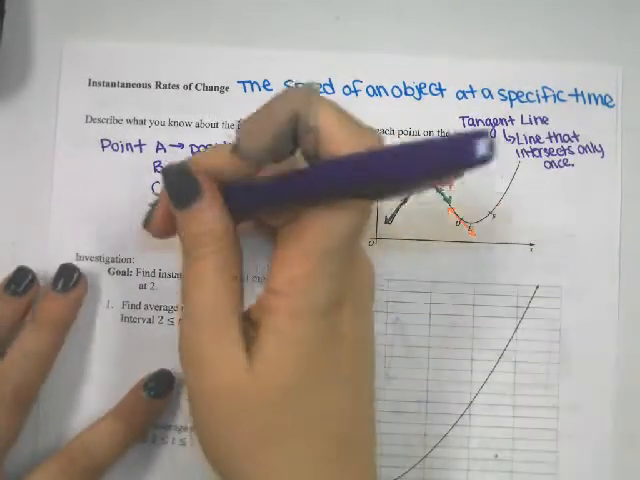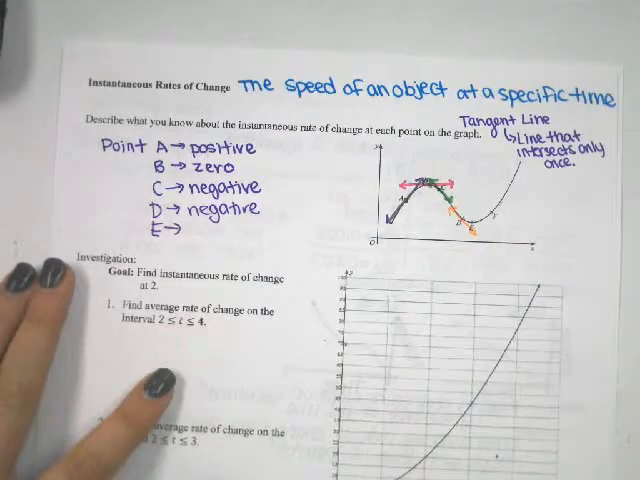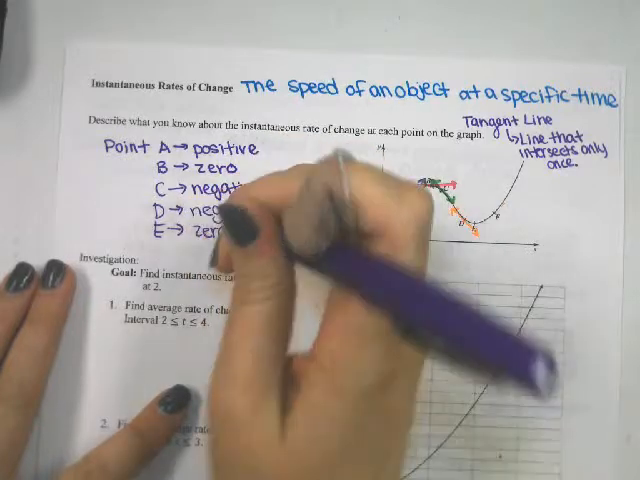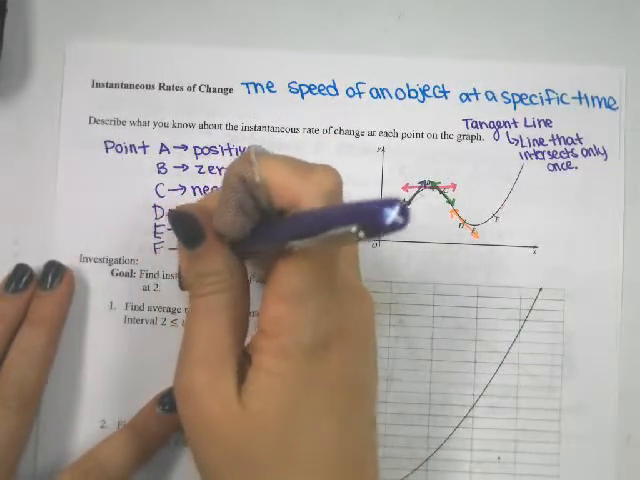It's going down. Point E is another moment where it stalls out before it goes back up. So this would have a slope of 0. And point F would be positive.